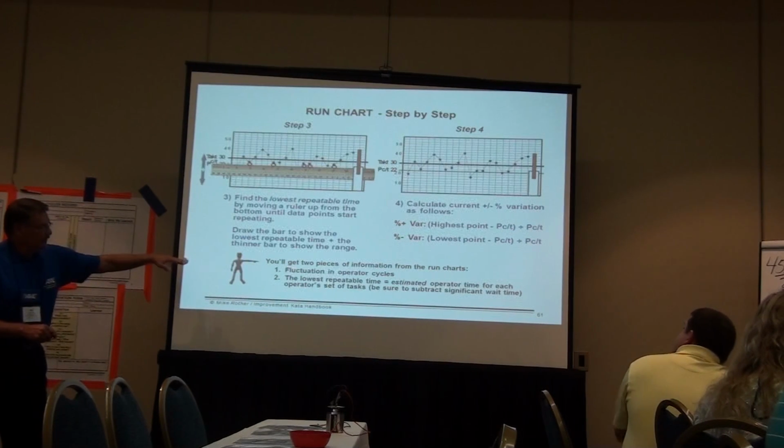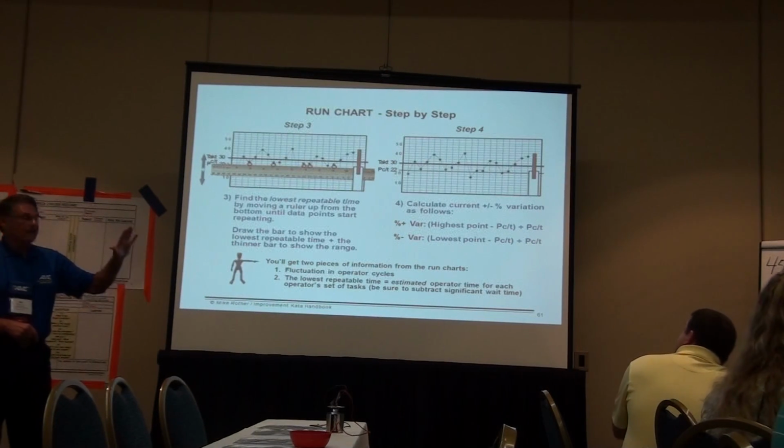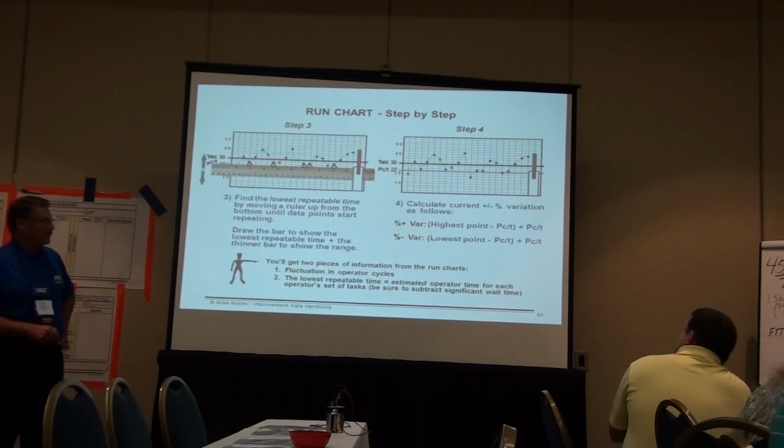So we get two pieces of information. Again, the fluctuation in the operator cycle, and we get the lowest repeatable time.